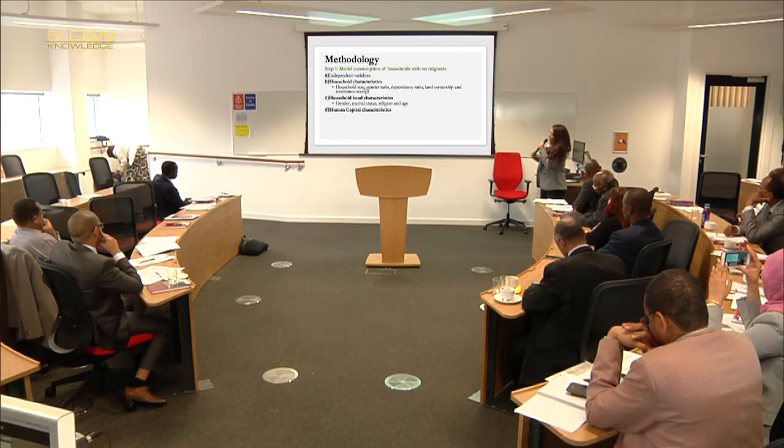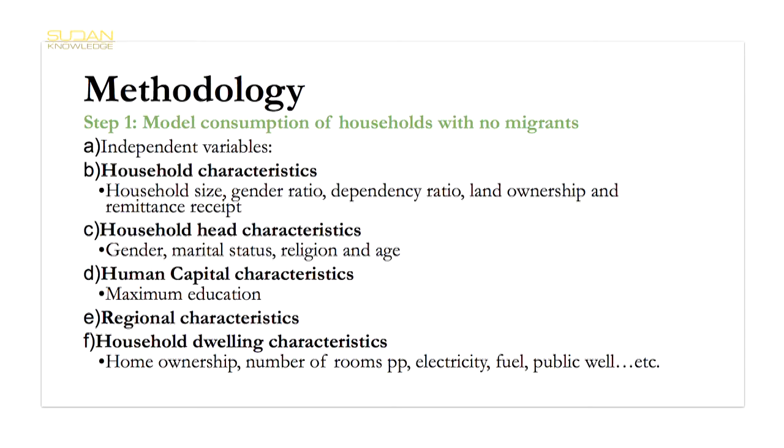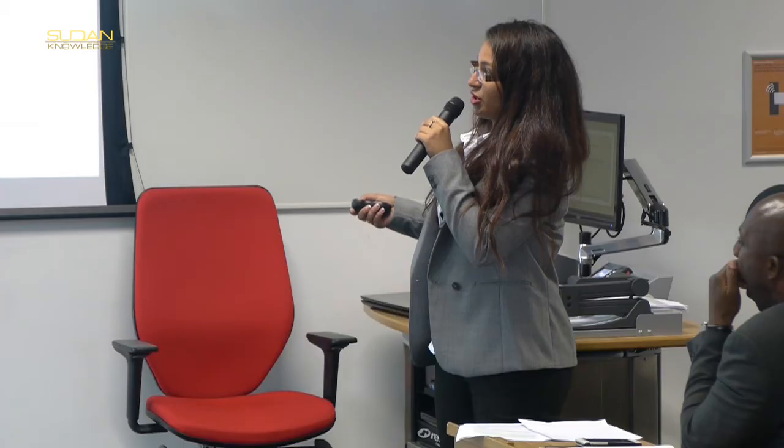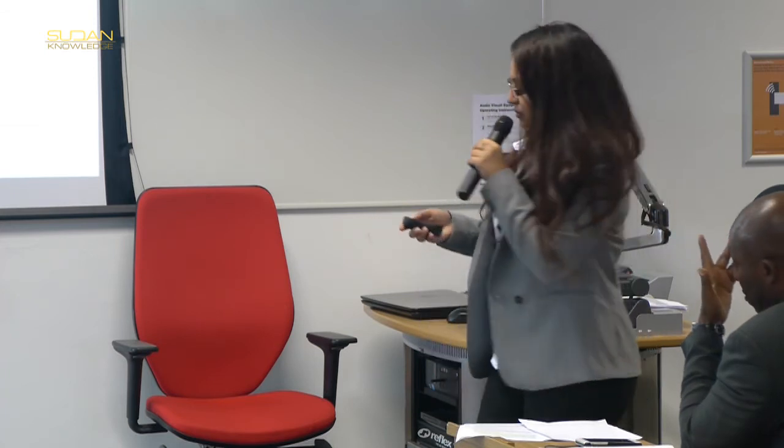So let's say, what determines your household consumption? Obviously, the size of your household. The number of elderly and children relative to the size of the household, so your dependency ratio. The maximum education of members in that household. Also, household dwelling characteristics. All of these factors determine your consumption.